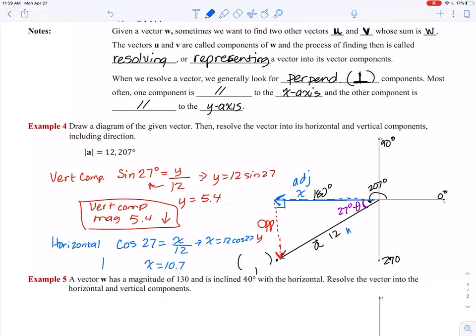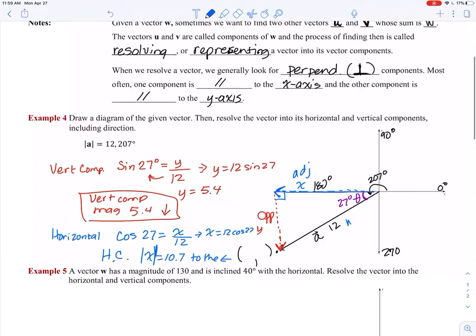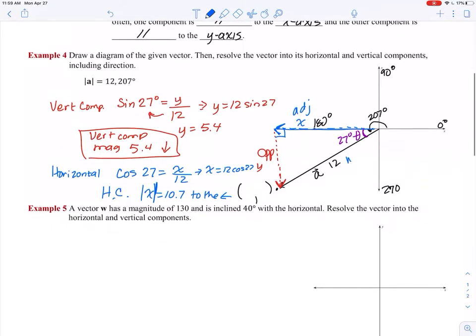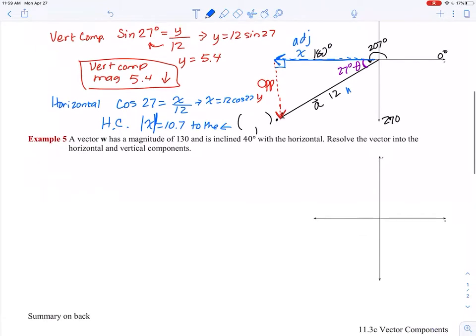10.7. So the horizontal component, I'm just going to do HC for horizontal component, has a magnitude of 10.7 to the left. Okay, and so there you go. You've broken it down into its vertical component and its horizontal component. Okay, so let's take a look at this one.